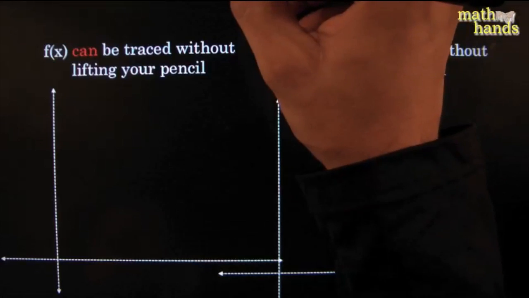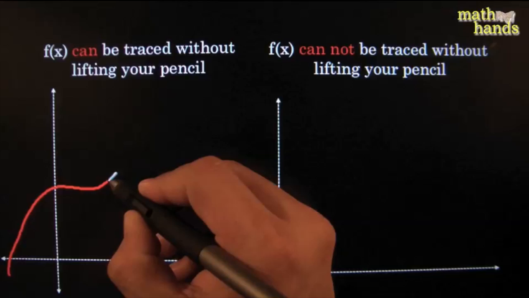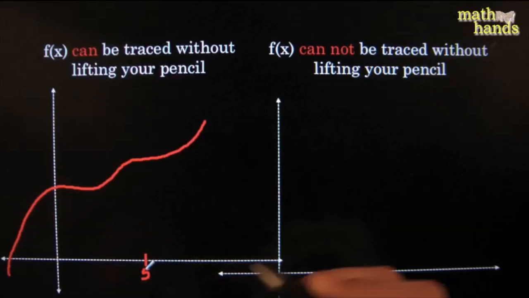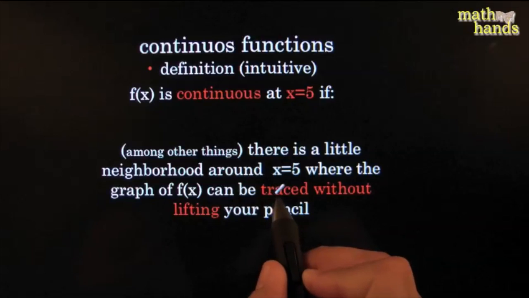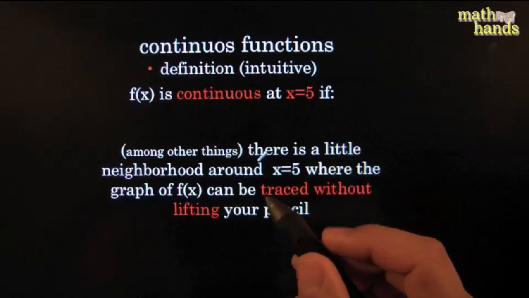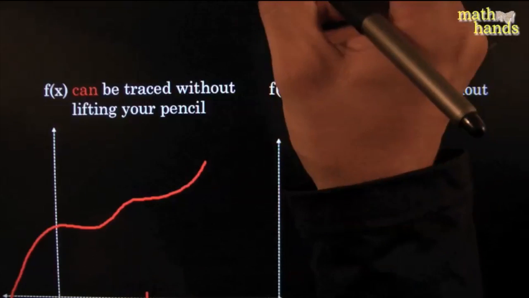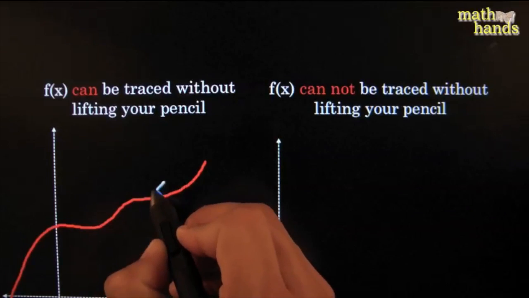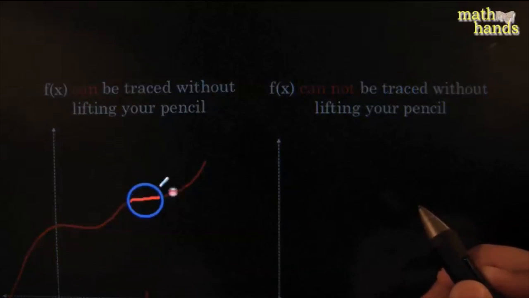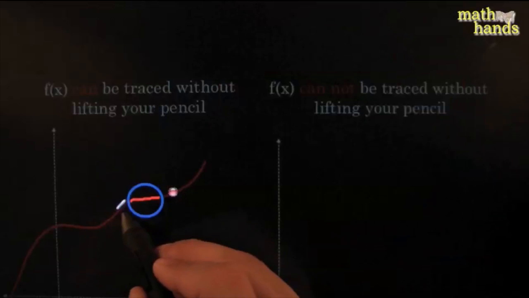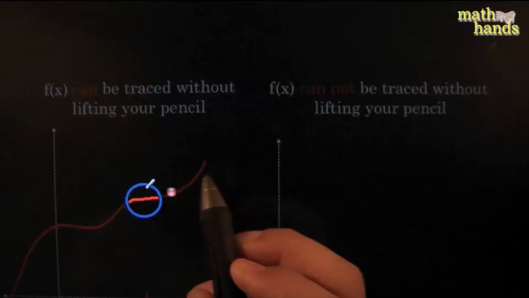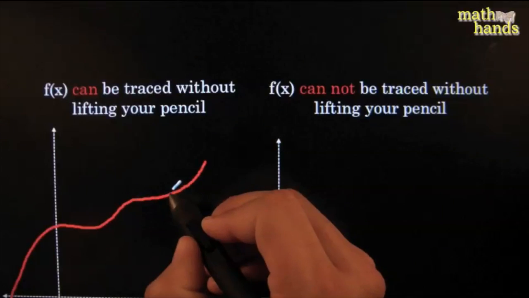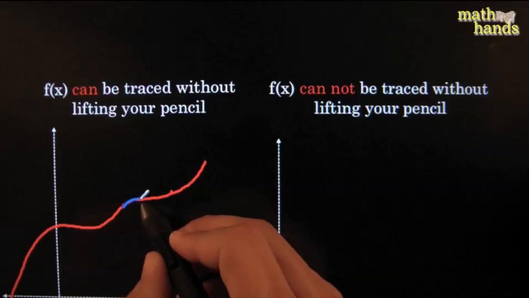Now, what exactly does that mean? Compare these two graphs. Suppose you've got some function here, f of x, and f of x is going this way, nothing out of the ordinary. And suppose you've got the point here, x equals 5, and suppose you're checking this condition. f is continuous at 5 if around 5 there's a little tiny neighborhood, as small as you want it, where the graph can be traced without lifting your pencil. So you look at the little tiny neighborhood around 5 on the graph. The question is, could you trace it there without lifting your pencil?